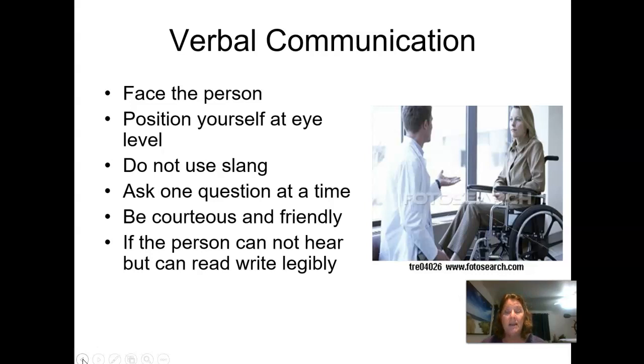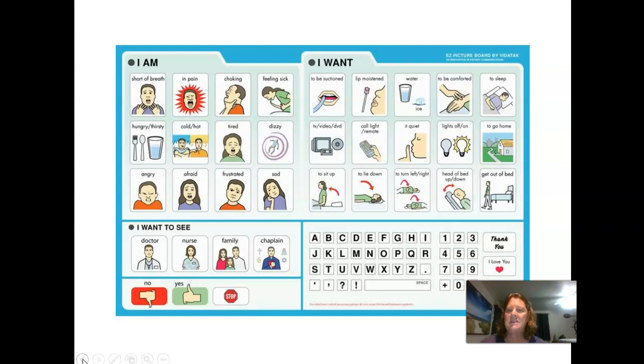And if the person can't hear, but they can read, we can write out questions. We can write out information. We just need to make sure we're writing legibly. And then they also make communication boards that you can point to pictures. So this, for instance, is a communication board, and the person is taught how to use it. These are common things. They want the remote, they want a glass of water, they want to be comforted, they want sleep. I mean, they can just kind of point to some of the things that they want, so you're not having to write out all the really common things.